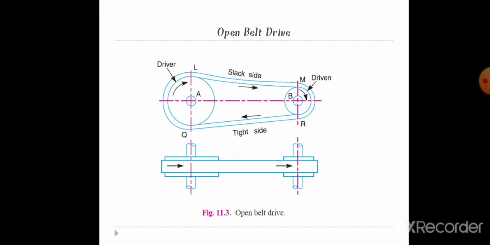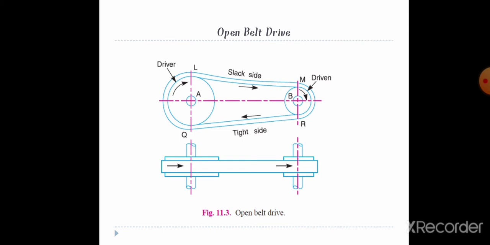Open belt drive. The open belt drive is used in shaft arrangement when the shafts are arranged in parallel and rotating in the same direction, that is, if both are rotating in clockwise or both are rotating in anti-clockwise.